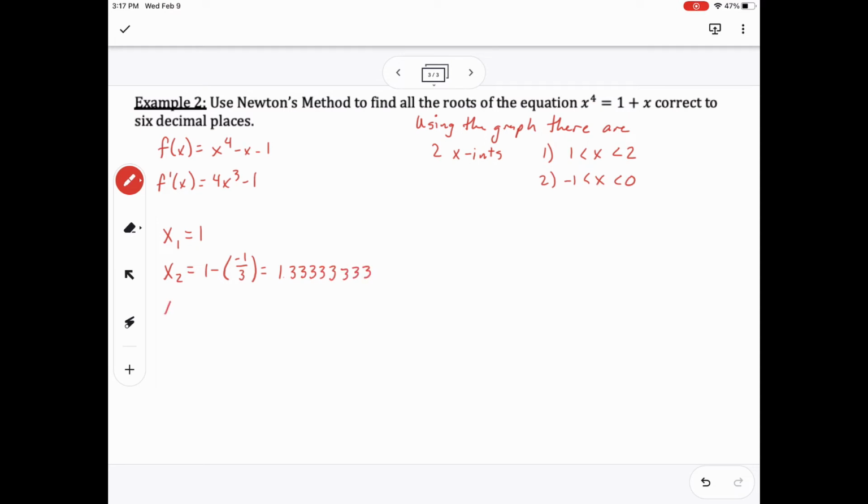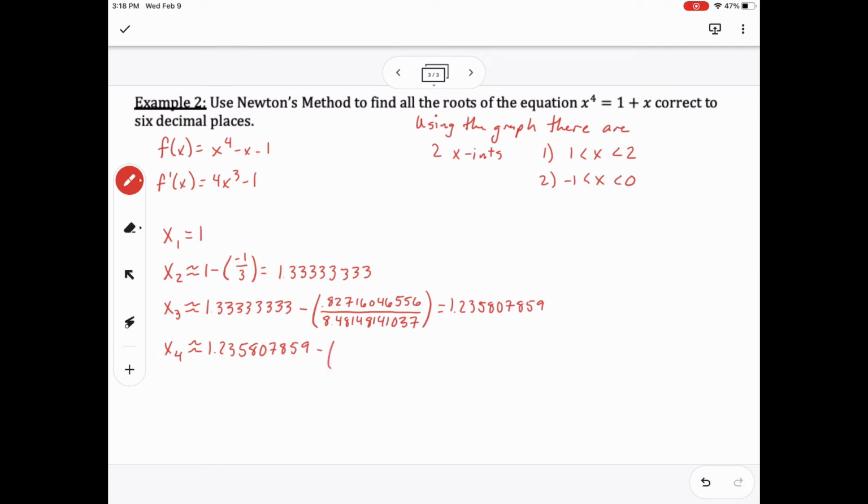And so I notice that there are 2 x-intercepts, one in between 1 and 2, and one in between negative 1 and 0. It doesn't matter which one you start with. You're going to need to find both since they're asking for all. So I get to do this process twice. And so I'm going to start with 1. And so I plug that into my function and my derivative. I get 1.33333 repeating, and then I continue to do this over and over again until I'm able to get the same idea. So 6 decimal places that repeat.